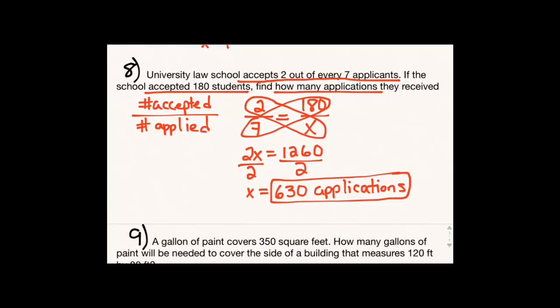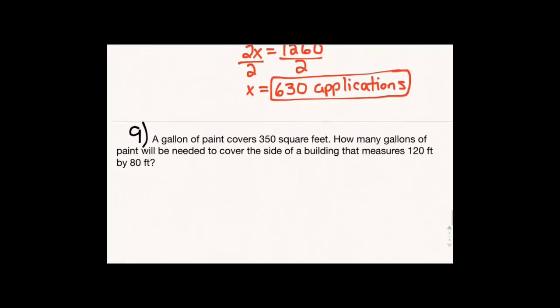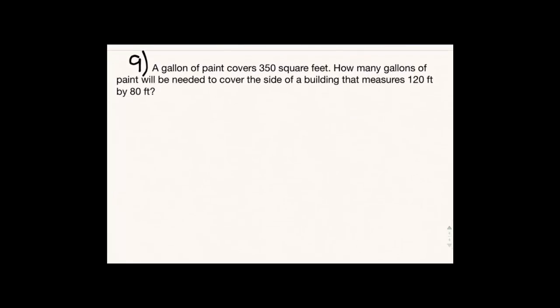Okay, so now we're on to the next one. We have a gallon of paint that covers 350 square feet. And we want to know how many gallons will be needed to cover the side of a building that measures 120 by 80 feet. Now, this has a couple of steps. We have the side of the building that measures 120 by 80. Sides of buildings are rectangular, basically. So we have 120 feet by 80 feet.